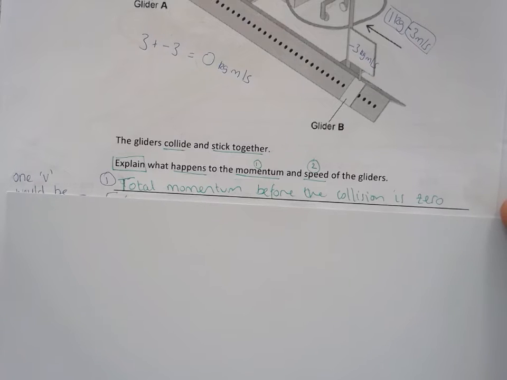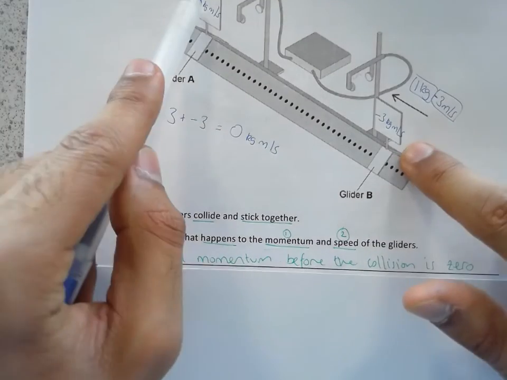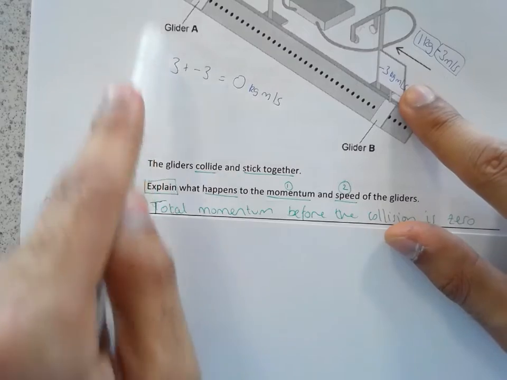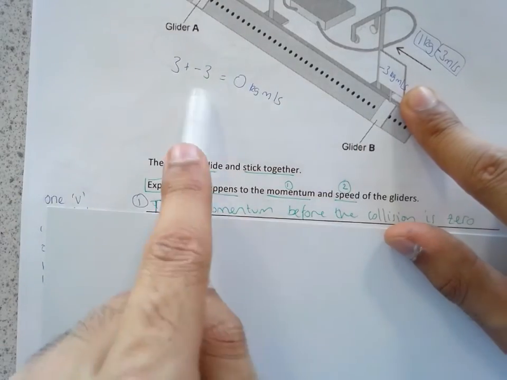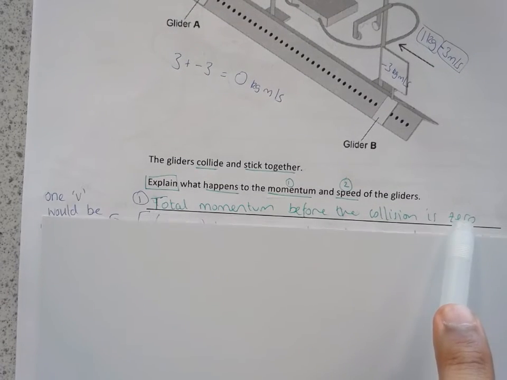Now, we know the total momentum before the collision is 0 because they are going at the same speed, they are the same mass, but they're travelling in opposite directions. So the total momentum is 3 plus negative 3, 0 kilogram meters per second. If you said that, you get 1 mark.